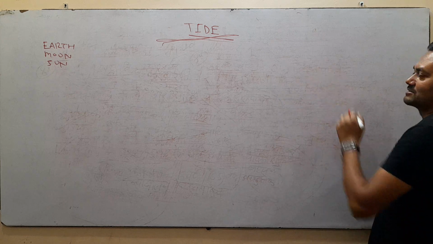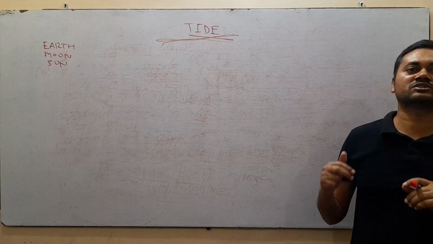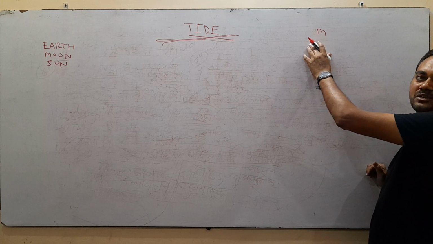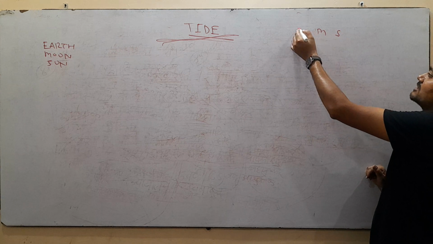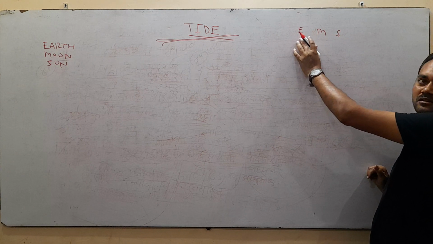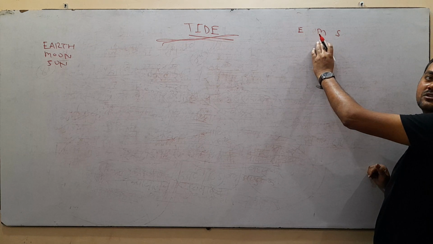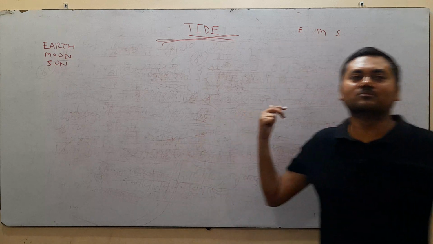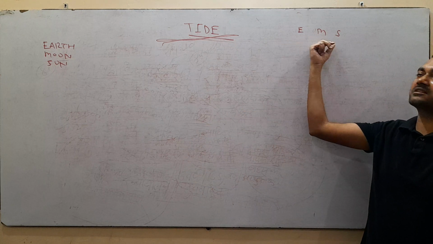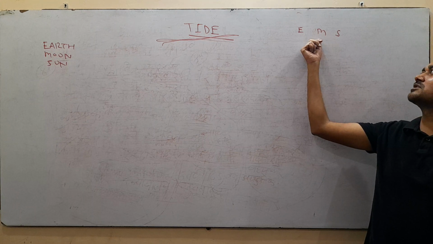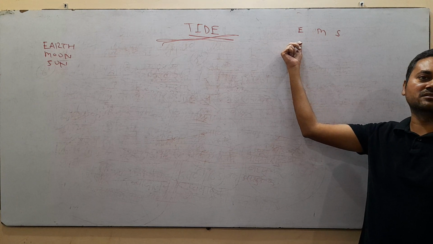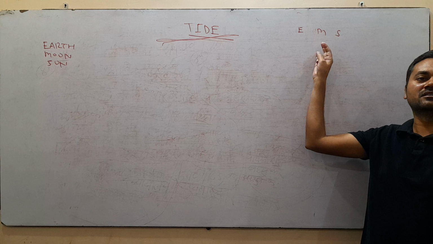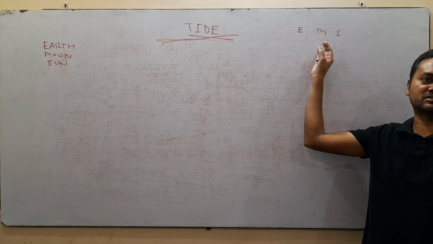The solar eclipse happens when the moon comes between the earth and the sun. E stands for the earth, M stands for the moon, and S stands for the sun. So solar eclipse is when the moon comes between the earth and the sun. Because the moon comes, we hardly experience the sunlight from the sun, as this moon starts working as an obstruction.